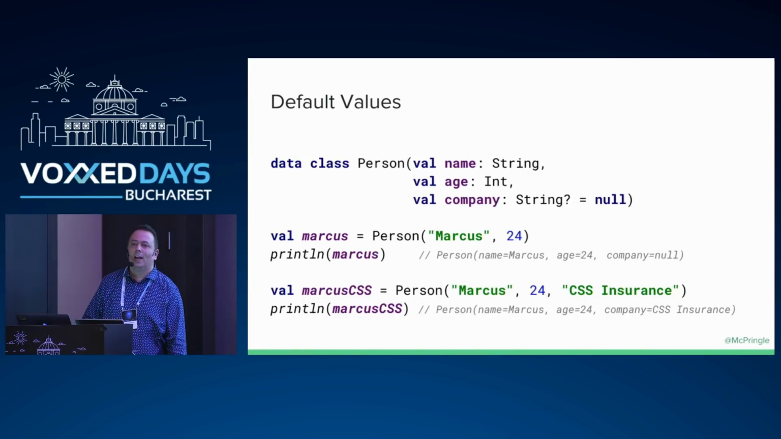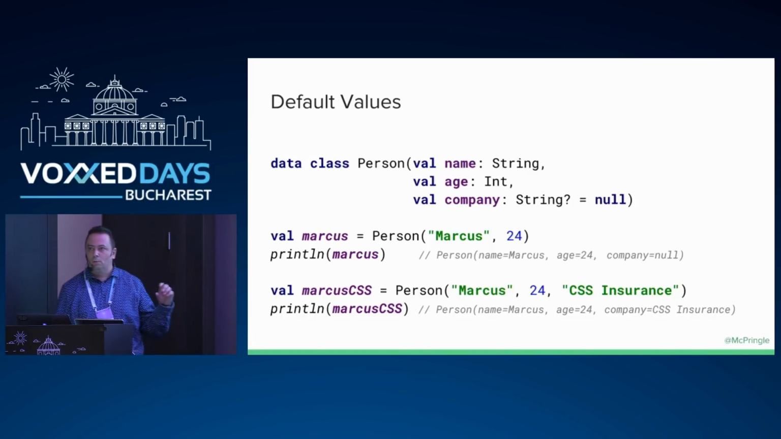Yes? So by combining the two, going back to my question, if we initialize Marcus as a person with Marcus and 24 without providing the null as the third argument, in the previous code I would get an error. In the previous code you will get an error. In this code, not. Thank you. So you do not have to write all these constructors on your own. Just specify your properties and say which properties are optional and specify default values for them.